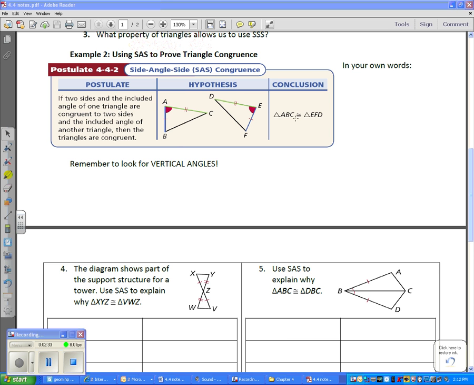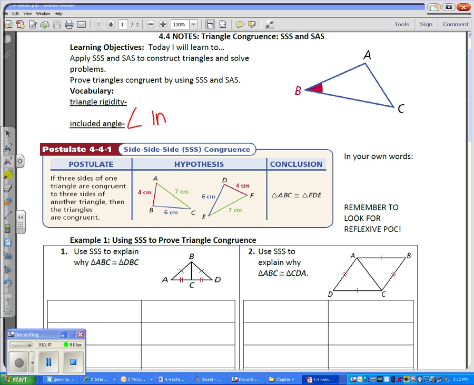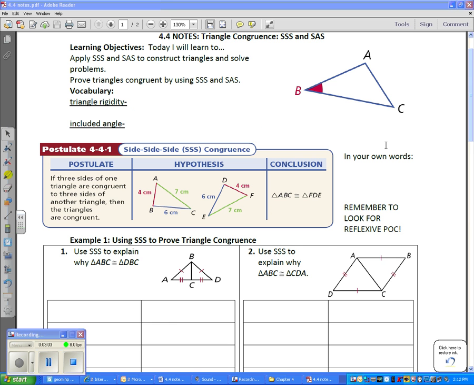In order to do SAS, we need one more vocab, and that's called included angle. The included angle is the angle in between 2 adjacent sides. And adjacent, remember, means next to or touching. So for example, angle B is the included angle of AB and BC. It is touching, it is in between AB and BC. And that included angle helps us out with SAS.